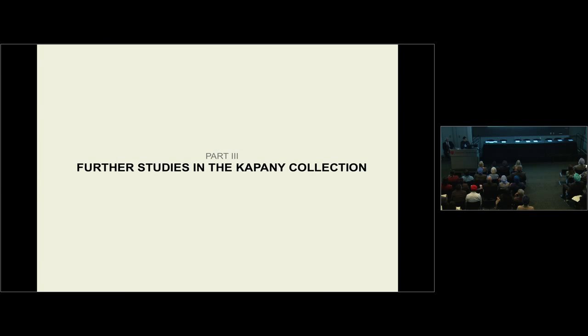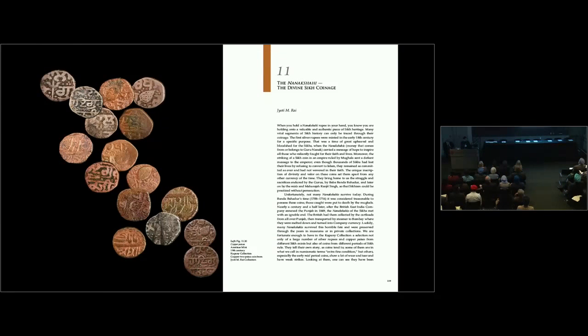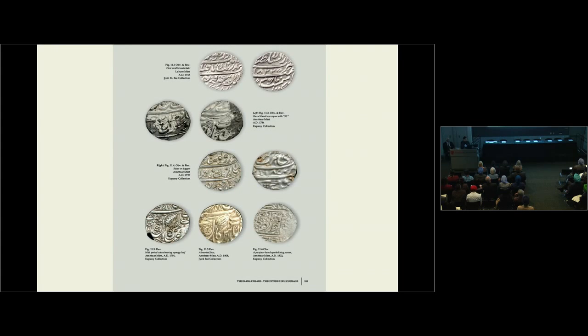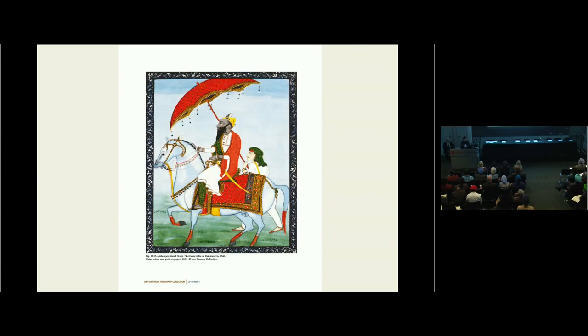The third part of the book is further studies in the Kapany Collection, and it invites the readers to examine in more detail specific aspects of media of Sikh artworks within this collection. First, Jyoti Rai's chapter, The Nanak Shahi, the Divine Sikh Coinage, surveys the numismatic history of the Sikh kingdoms, such as the silver rupees and copper paisas from the Lahore, Amritsar, and Kashmir mints, alongside coins from various historical periods of Sikh rule, in addition to temple tokens and commemorative medallions.